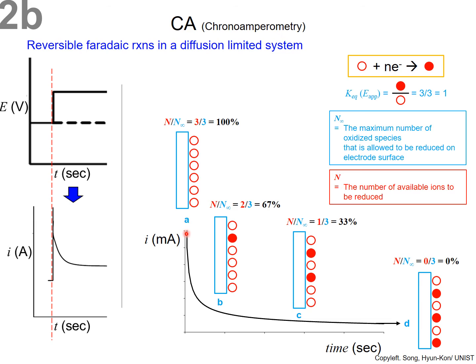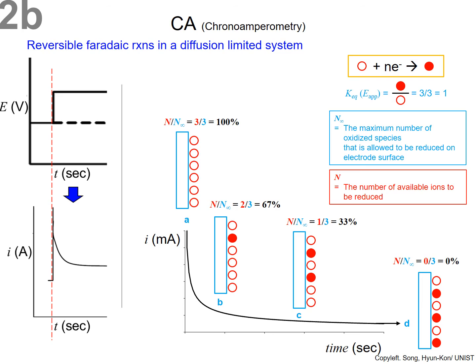Again, here is the current time curve for the reversible Faraday reactions in a diffusion limited system. We should think about the equilibrium situations. I mean, we have applied a fixed potential, and at this applied potential, we should have an equilibrium constant, or the ratio of reduced species per oxidized species at equilibrium. So let me assume that I have applied minus 300 millivolt. This is just a schematic assumption.